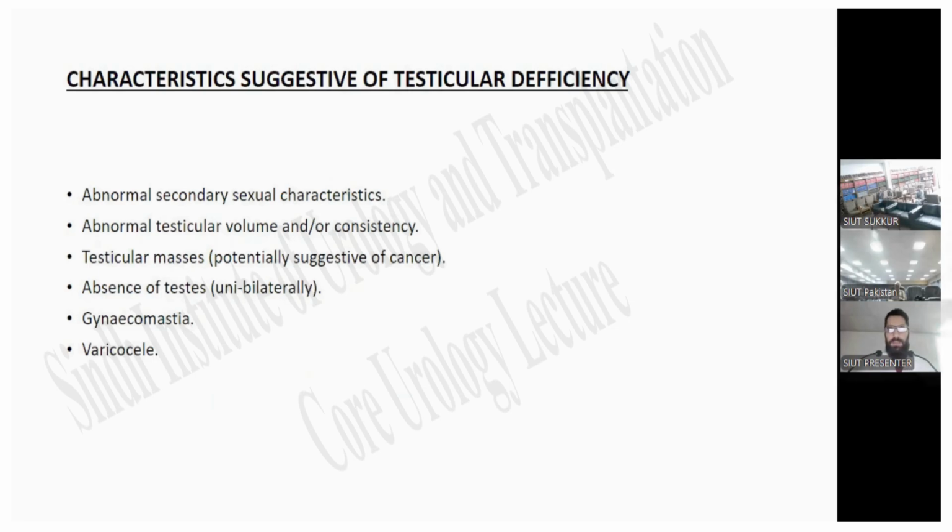The characteristics suggestive of testicular deficiency include abnormal secondary sexual characteristics, abnormal testicular volume and or consistency, testicular masses which are suggestive of potential cancers, absence of testes unilaterally or bilaterally, presence of gynecomastia or presence of a varicocele.